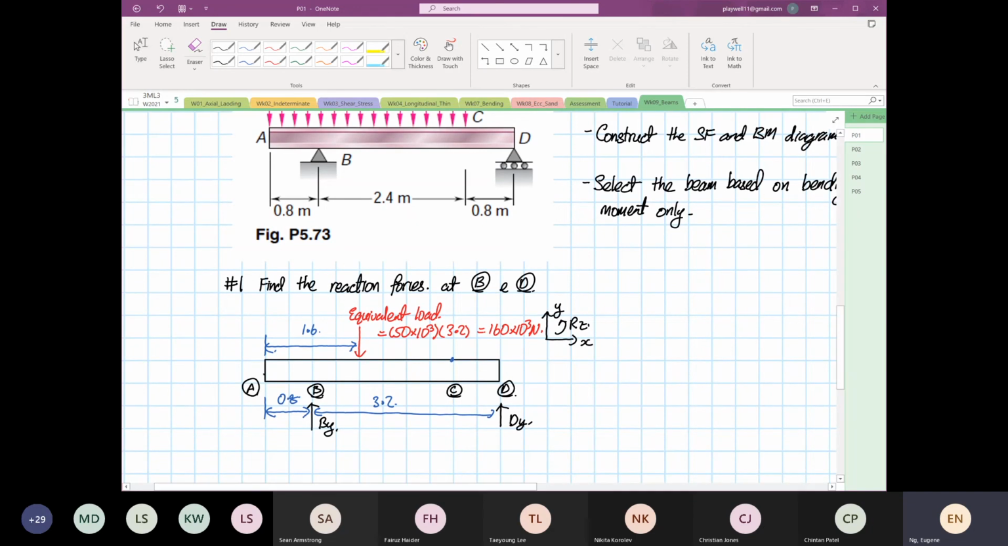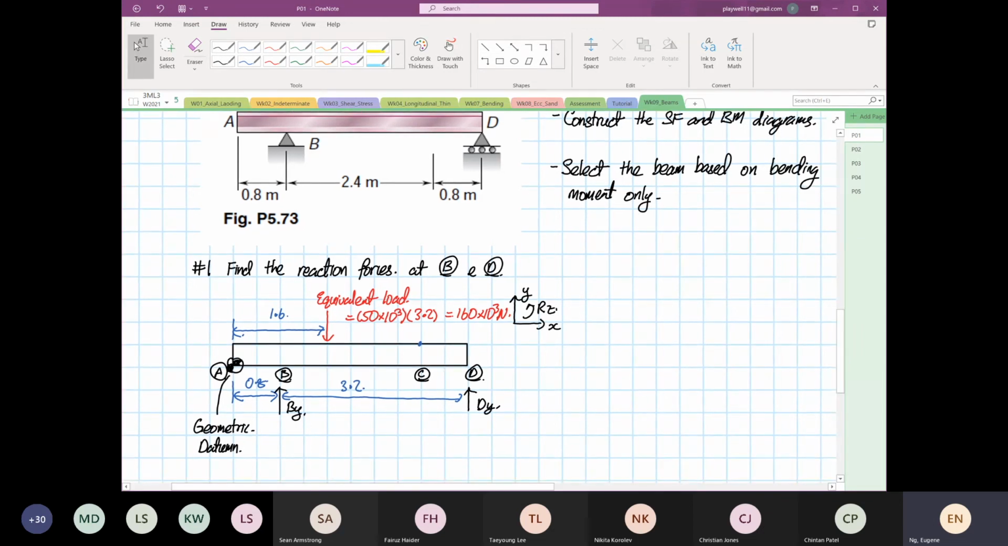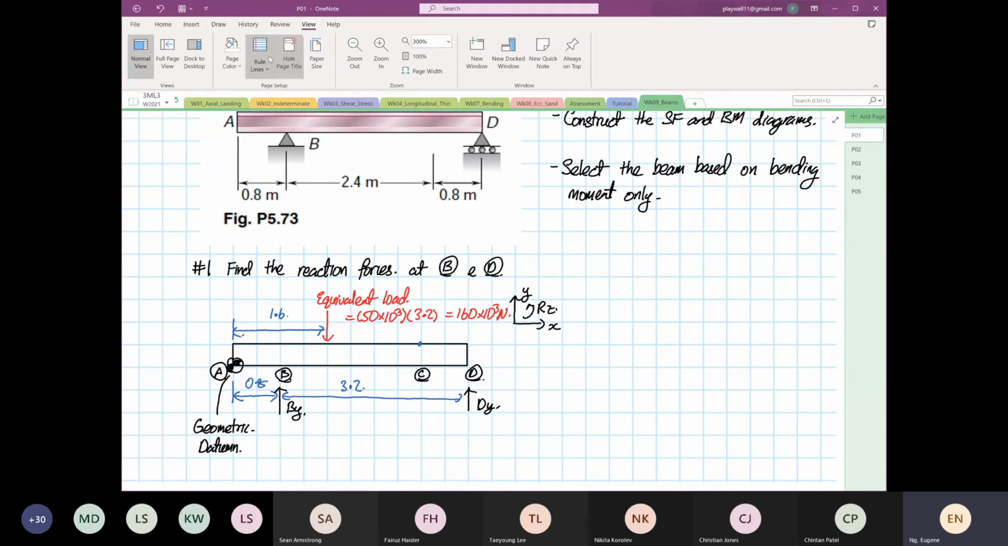Then I want you to also implement this: your datum is always on the left hand side, your geometric datum. Before that, can anyone tell me, let's solve for the reaction force first. Then I'm going to ask you why the datum is on the left hand side.